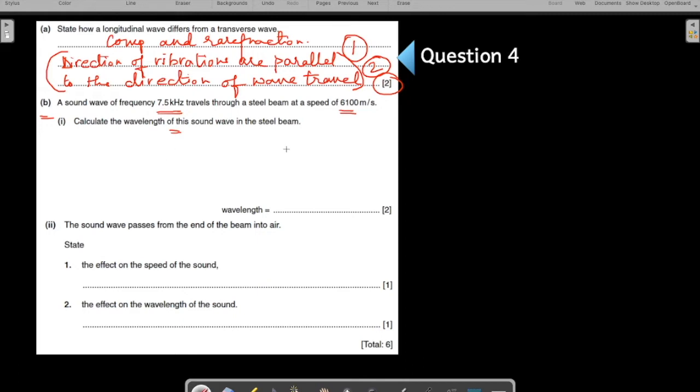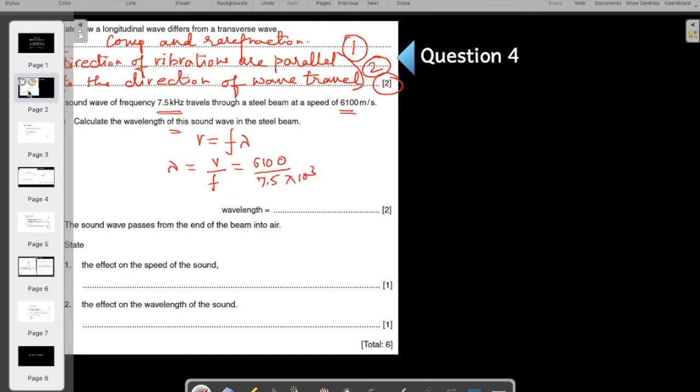So there is only one equation in the chapter waves. Trust it, go by it, write the formula. So what is that one equation? v is equal to f lambda. They are telling you to find lambda. So lambda is v over f. You're given the value of v, 6100, over frequency, which is 7.5 times 10 to the power 3. It's kilohertz. Divide these two numbers, you'll get your answer.